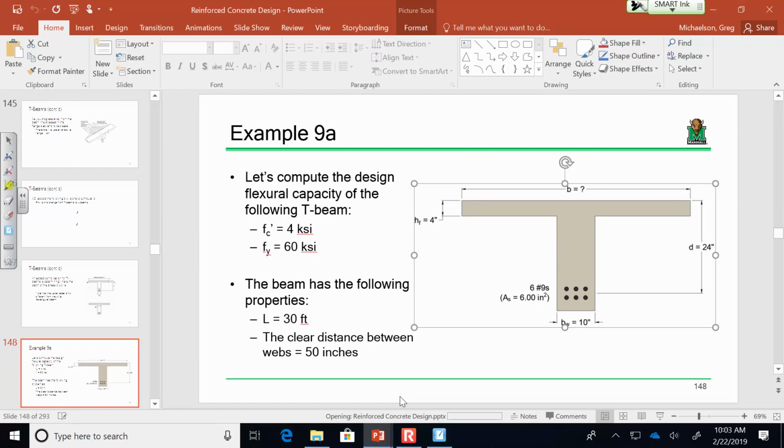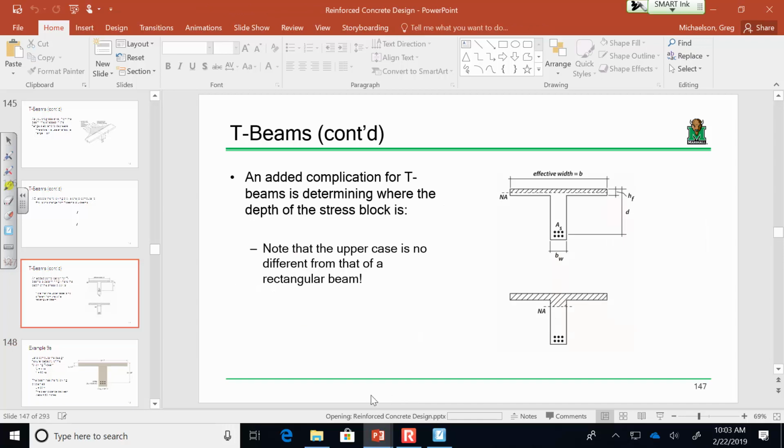So this is the example we were doing last time, and the big question that we were trying to ask ourselves is in regards to the analysis of a T-beam. This is where things are really going to get interesting. So when you're analyzing a T-beam, what you have to determine is whether or not the T-beam is a rectangular T-beam or a true T-beam.